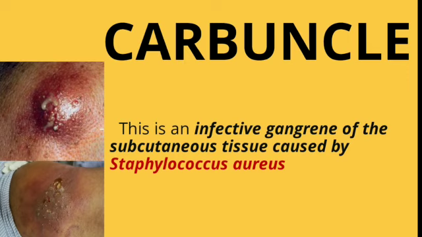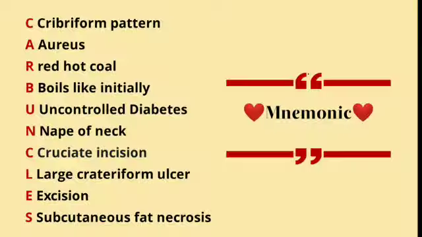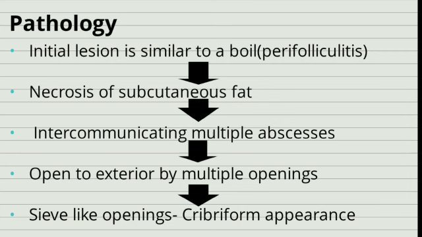So the responsible pathogen is Staphylococcus aureus and the tissue usually affected is subcutaneous tissue, and what actually happens is an infective gangrene. So what is a gangrene? A gangrene, in simple words, can be called death of body tissue because of bacterial infection or obstructed circulation. Now this is a very simple mnemonic explaining carbuncle, and we'll get back to this at the end of the video. Let's learn about the pathology of carbuncle.